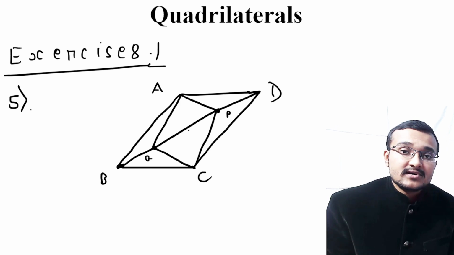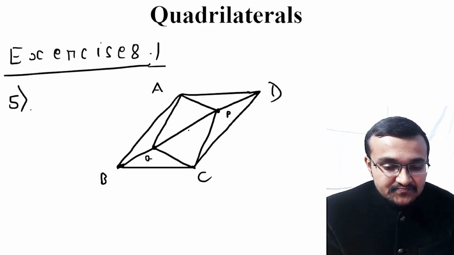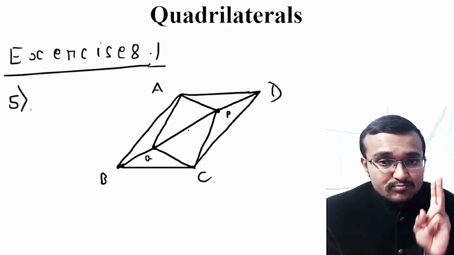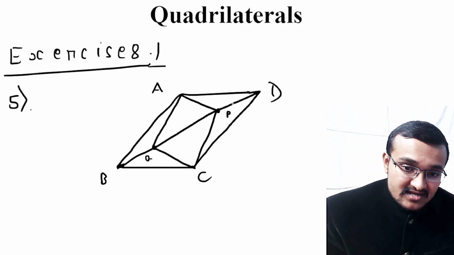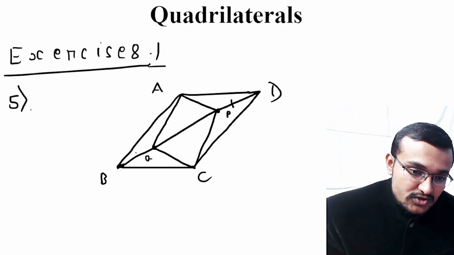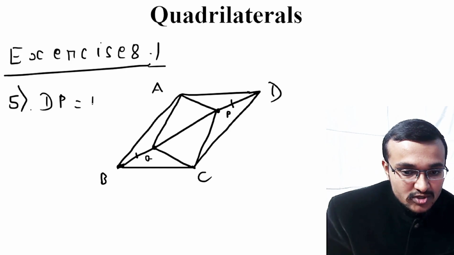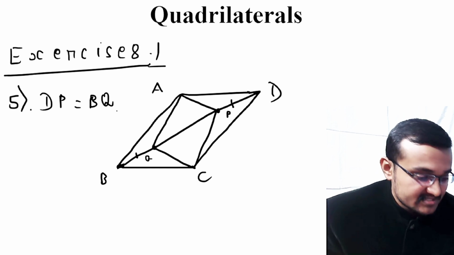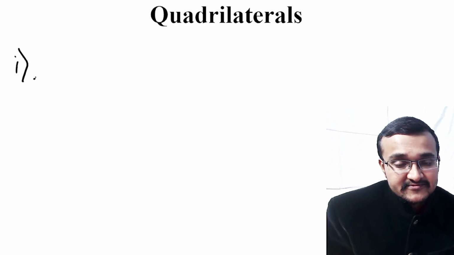So now we have a quadrilateral forming inside a parallelogram, that is AQCP. Two important data they have given: one is that ABCD is a parallelogram, the other is that DP is equal to BQ. Based on this, we need to solve a few questions in this fifth question.